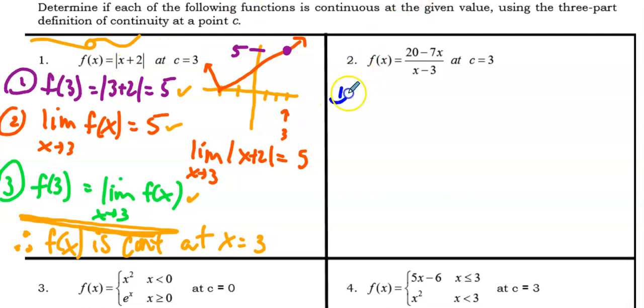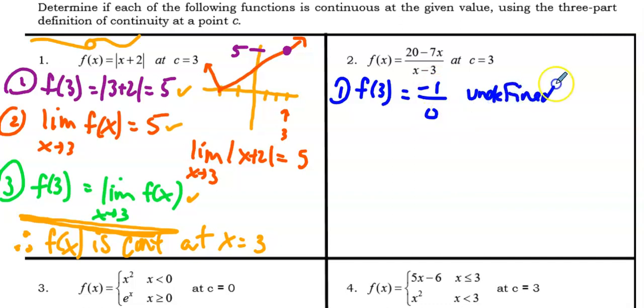Example number two, and we're going to look at f of x is equal to 20 minus 7x over x minus 3. So if I plug in 3, I'm going to get 20 minus 7 times 3, which is negative 1, right? 20 minus 21, all over 0. Now, the reason why I showed this is that this right here is going to be undefined. It's undefined at x equals 3, or c equals 3. If this had been 0 over 0, then we may have to look at it a little bit differently and see if there's possibly a hole that we have to take into account. It still wouldn't be continuous, so we don't really have to worry about that.